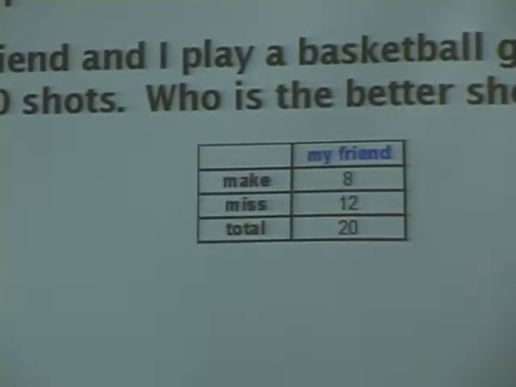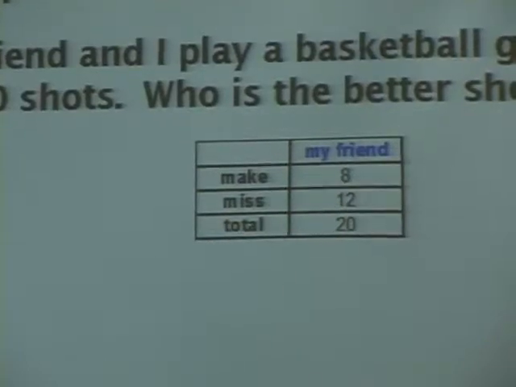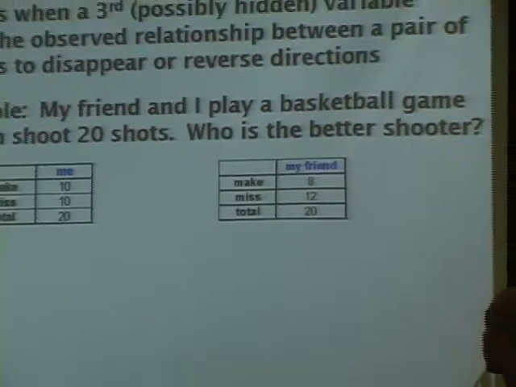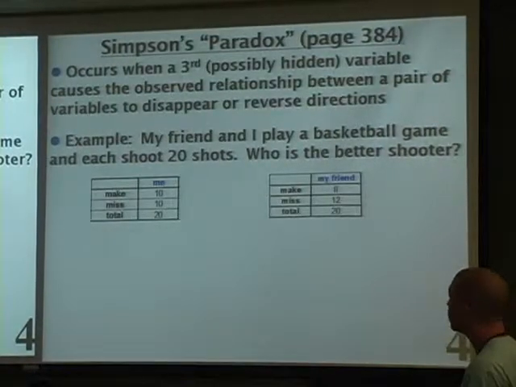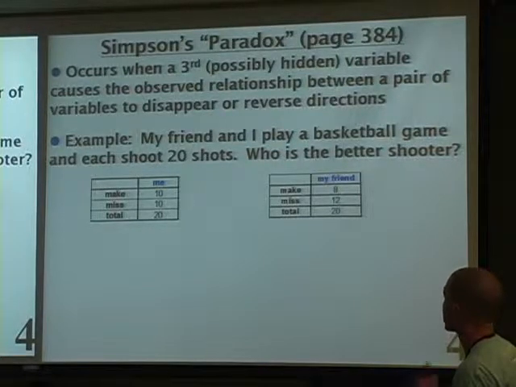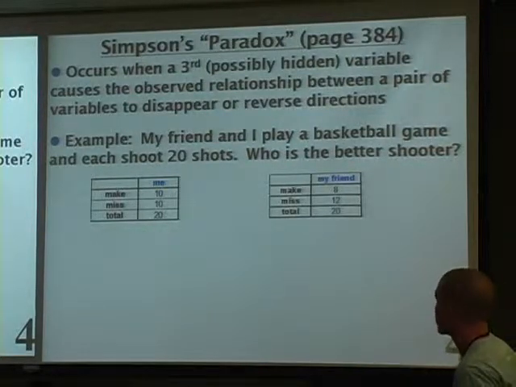For some applications, that would be of interest. If I had to pick one person to go into the game to shoot a shot, and they have to create their own shot and play in a similar style to what they played when my friend and I played, then maybe I should go into the game because I'm going to have a higher percentage of made shots.